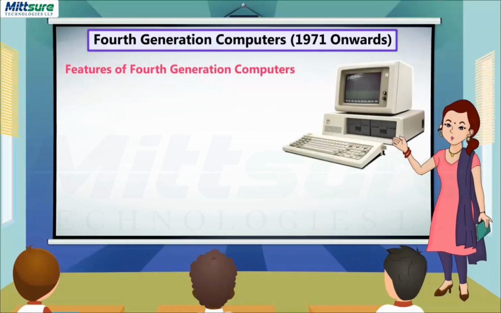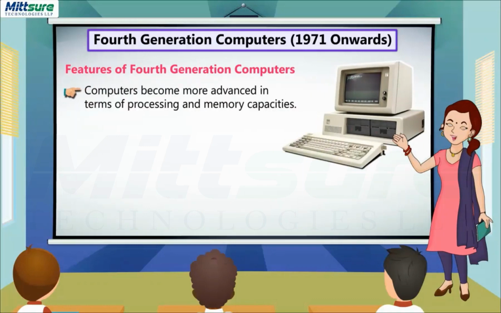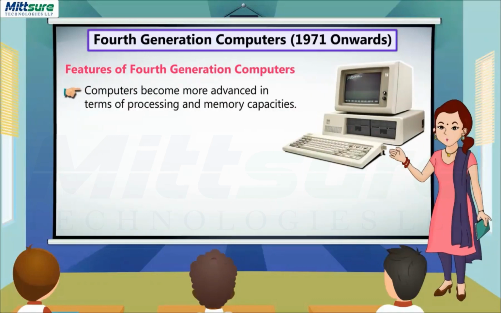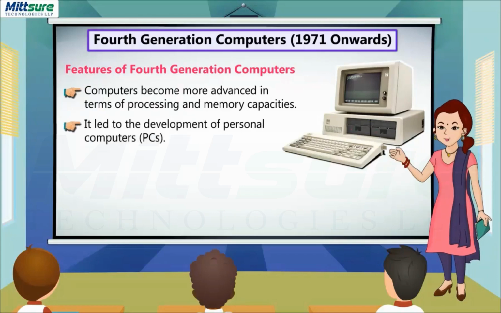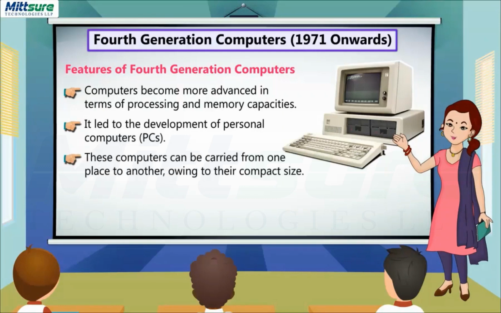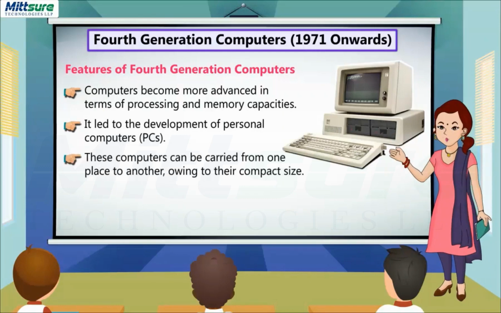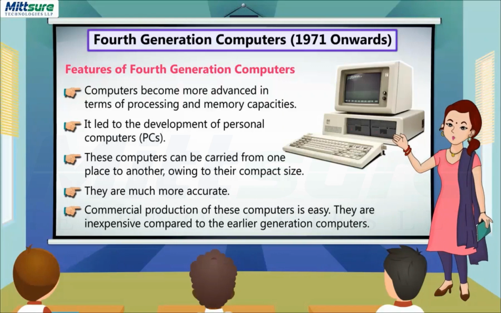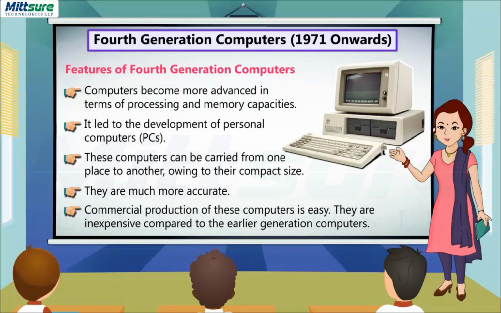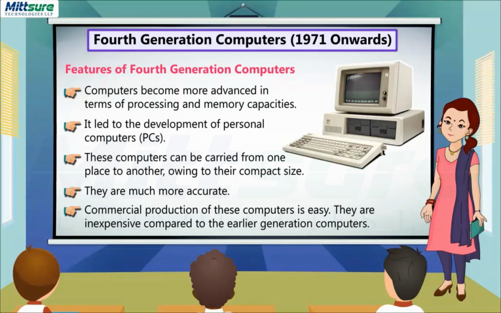Features of fourth generation computers. Computers became more advanced in terms of processing and memory capacities. It led to the development of personal computers, PCs. These computers can be carried from one place to another owing to their compact size. They are much more accurate. Commercial production of these computers is easy. They are inexpensive compared to the earlier generation of computers.